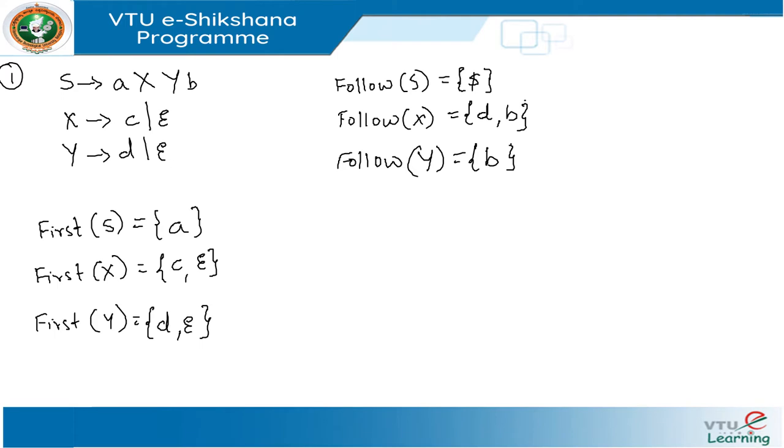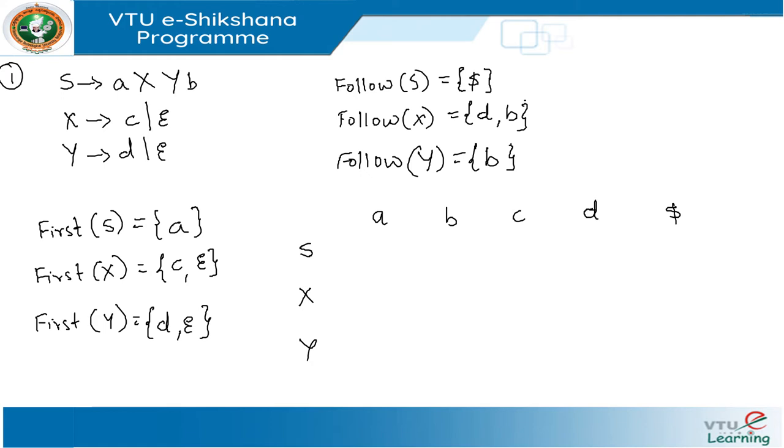The parse table contains the non-terminals row-wise and the terminal symbols column-wise. Row-wise we have the non-terminals S, X, Y, and column-wise we have the terminal symbols A, B, C, D, and dollar. To get the parsing table, we need to make an entry of the productions into the parsing table.